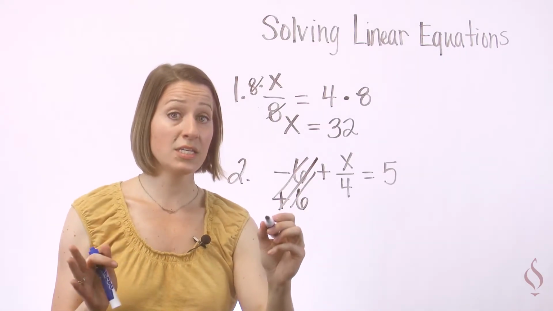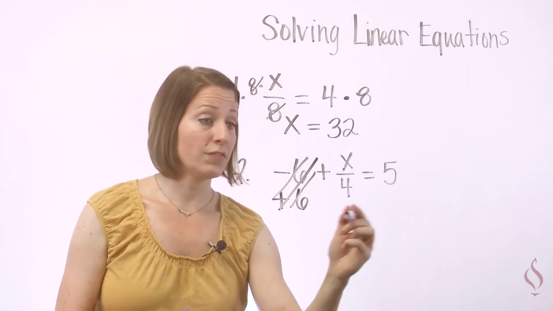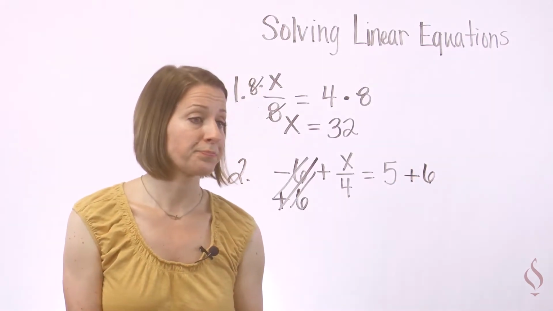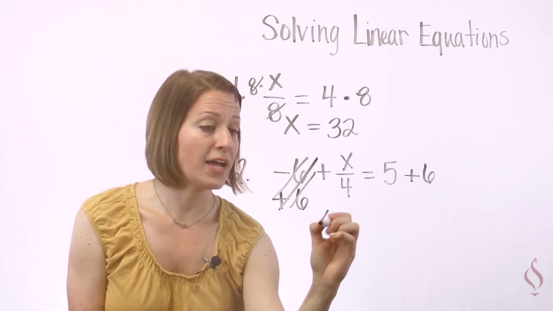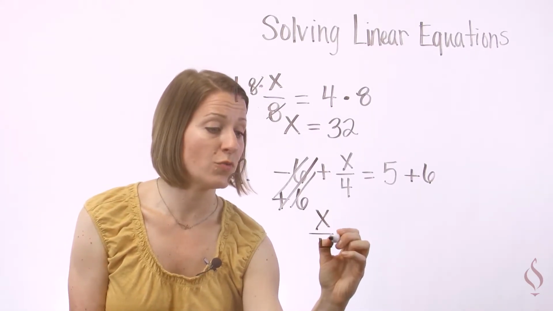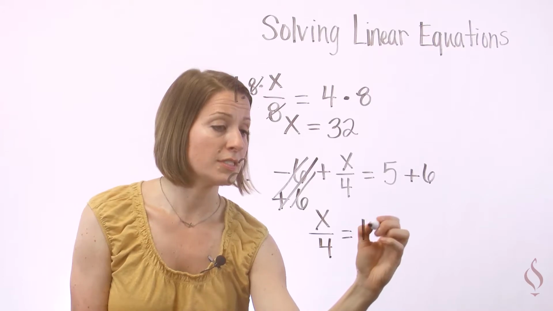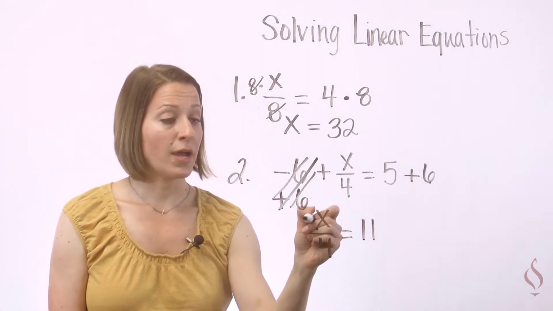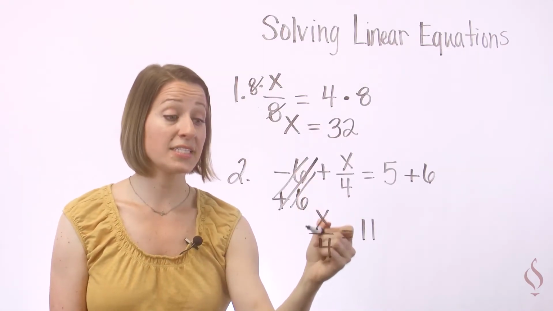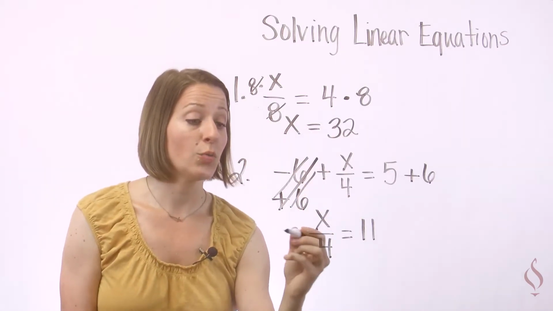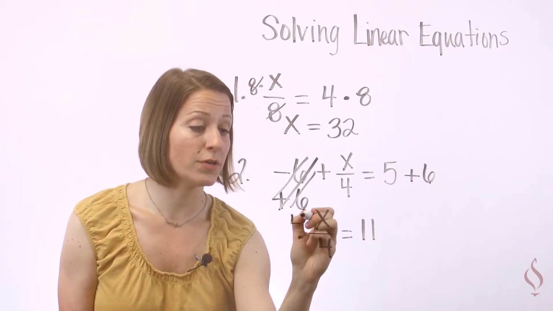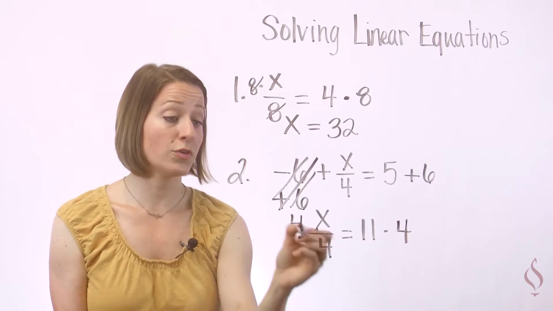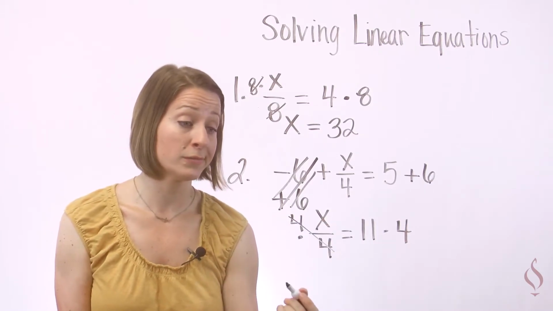But because it's an equal sign, you have to treat everything fairly. Over here you need to add 6. Now we have x divided by 4 equals 11. Similar to the first problem, we are going to multiply by 4. Again, the 4s over here simplify to 1.